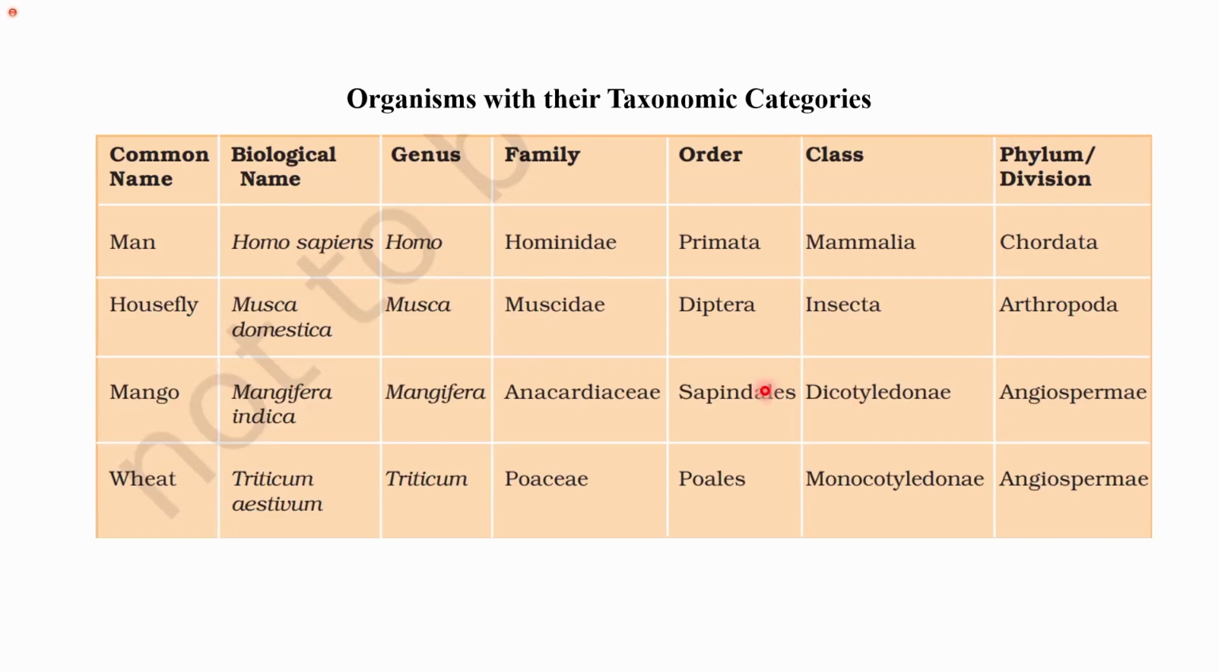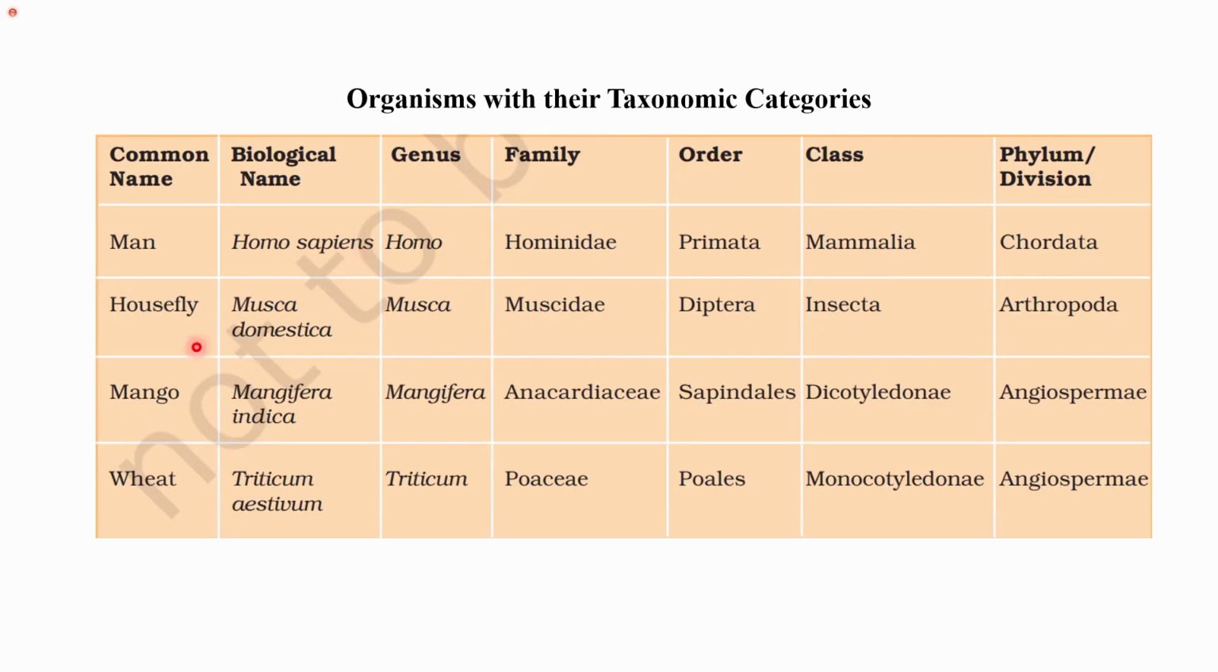You can go through them once so that if it is asked as an MCQ, you might be able to answer those questions. For example, I will take the example of man. The scientific name is Homo sapiens. Homo represents the genus, and sapiens represents the specific epithet. The family will be Hominidae, order will be Primata, class will be Mammalia, and the phylum or division to which it belongs is Chordata.